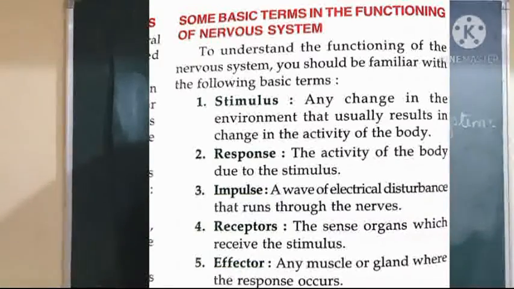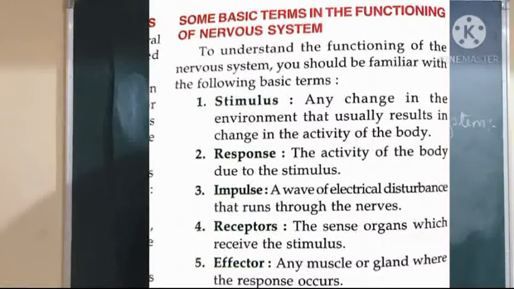To understand the functioning of the nervous system, you should be familiar with the following basic terms. First one, stimulus: any change in the environment that usually results in a change in the activity of the body. Then the second one is response: the activity of the body due to the stimulus. Means whatever activities are done, they are done due to the stimulus. That is the response we are getting. Then the impulse: the wave of electrical disturbance that runs through the nerves. Means an impulse is created in the nerves, which gives quick action to the body.